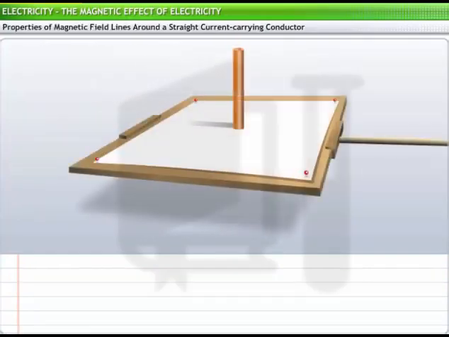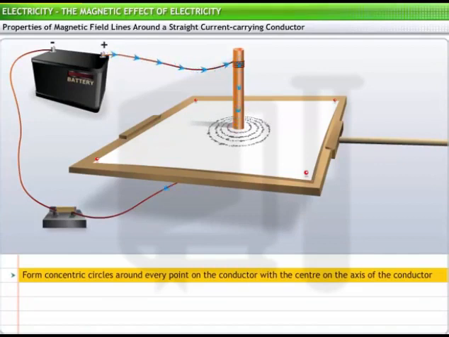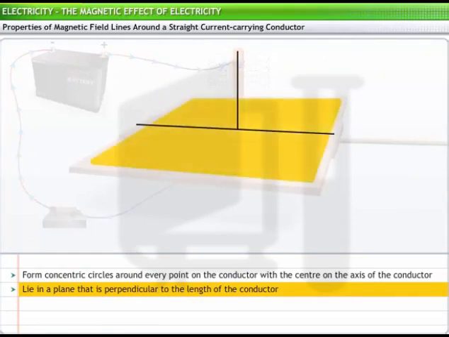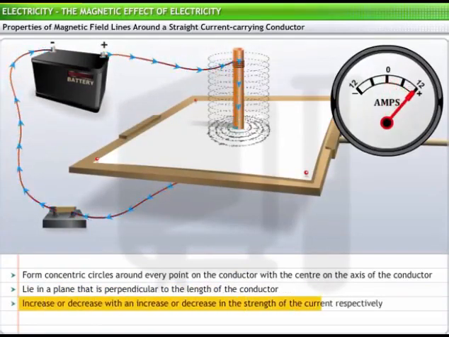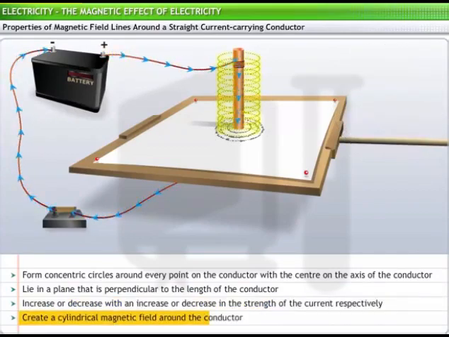In general, magnetic field lines around a straight current-carrying conductor form concentric circles around every point on the conductor, with the center on the axis of the conductor. They lie in a plane that is perpendicular to the length of the conductor. They increase or decrease with an increase or decrease in the strength of the current respectively. They create a cylindrical magnetic field around the conductor.